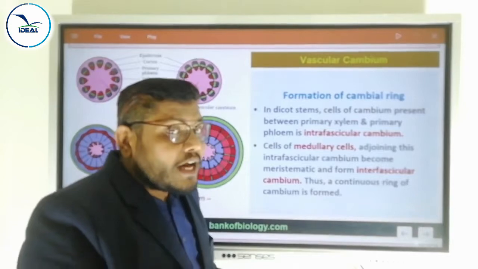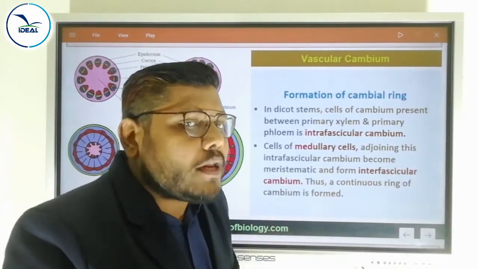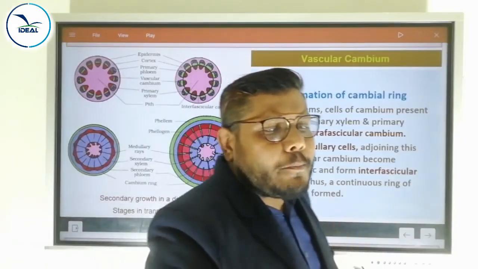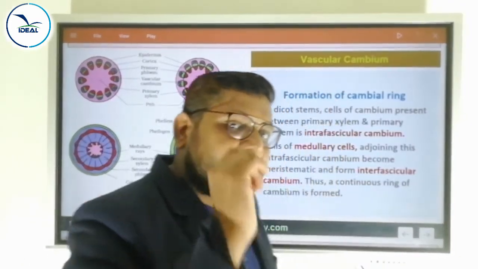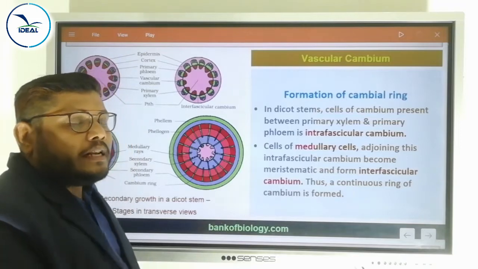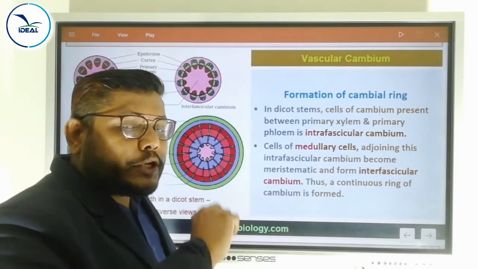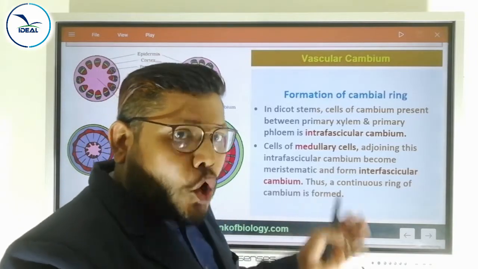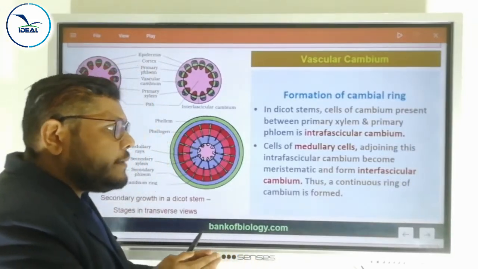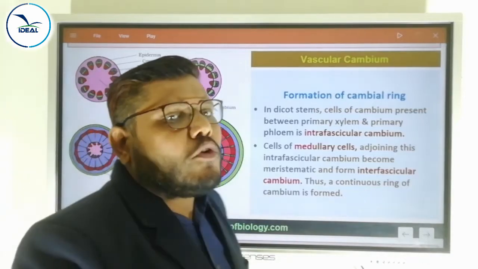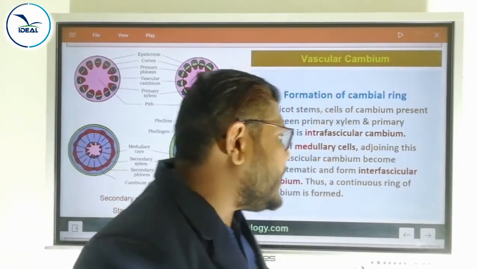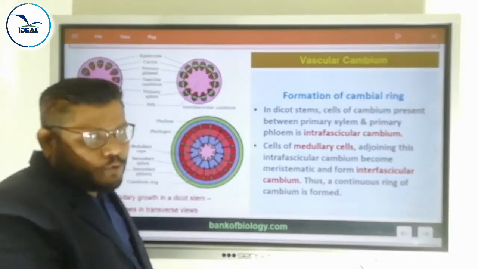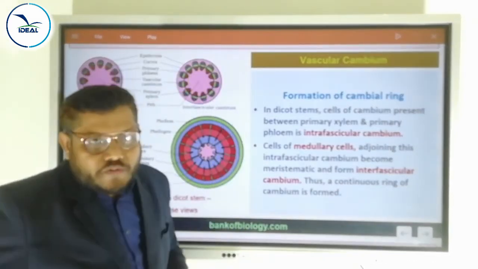So what is intrafascicular cambium? Intrafascicular cambium means cambium present between the primary xylem and primary phloem. Then the medullary rays found between the two adjacent vascular bundles help in joining this intrafascicular cambium, which becomes meristematic to form an interfascicular cambium. Thus a continuous ring of cambium is formed. So this is the formation of cambial ring.